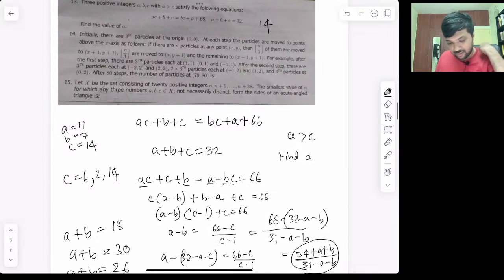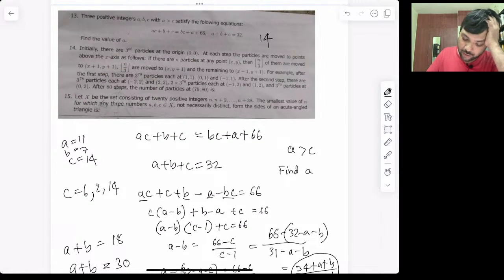So I took long time for this, but this was okay. For me, this is a tricky problem because I went along the wrong path. Instead of divisibility, I used bounding. It would have taken long time for me. Problem number 14.